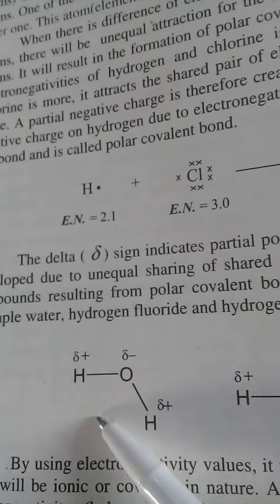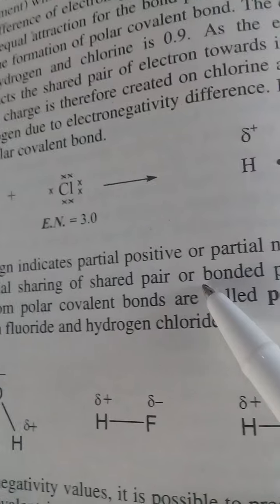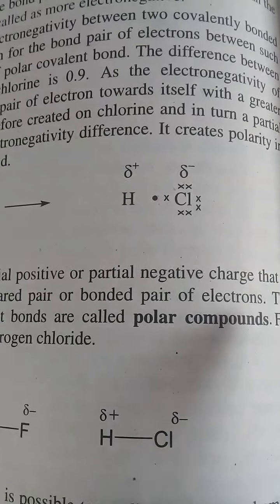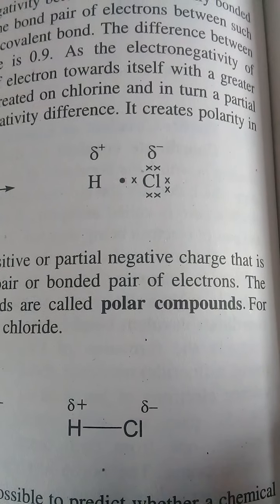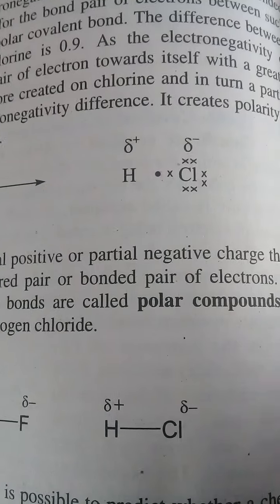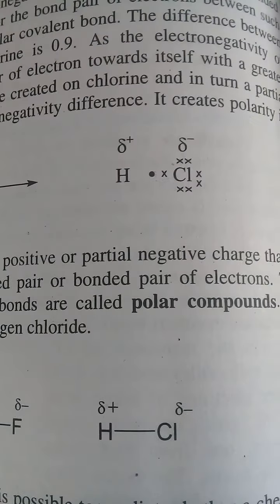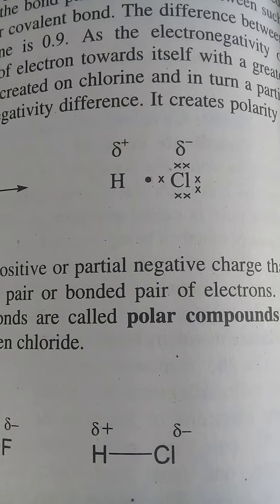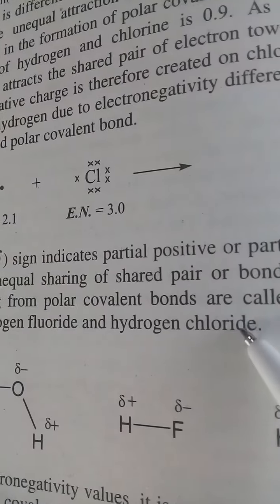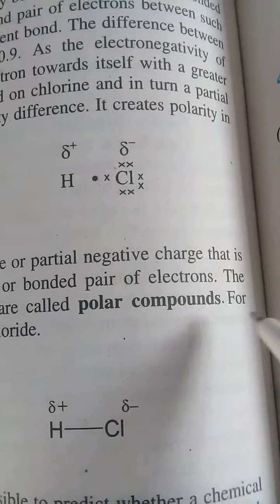And here is a sign, delta. Delta indicates partial positive or partial negative charge. Partial means it is not completely charged. It does not have a complete negative charge. It is partially charged. The charge may be neglected due to some reasons. Okay. Developed due to unequal sharing of the bonded pair of electrons.